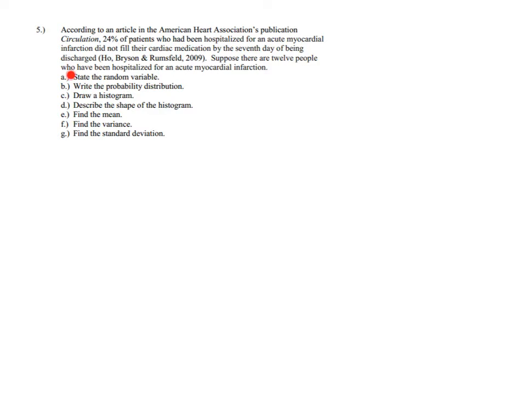Really, what we're interested in, this is where there's a little bit different information. What number? The random variable is the number of people out of the 12 who have not filled their medication prescriptions. Okay, and we know for the whole group of people, 24% of the people don't fill it. So how does that break down for different people?